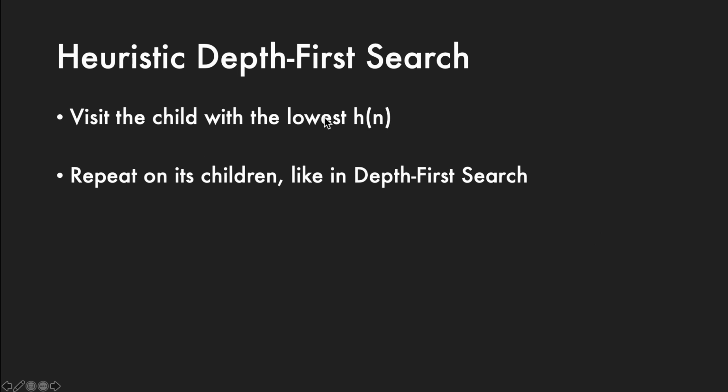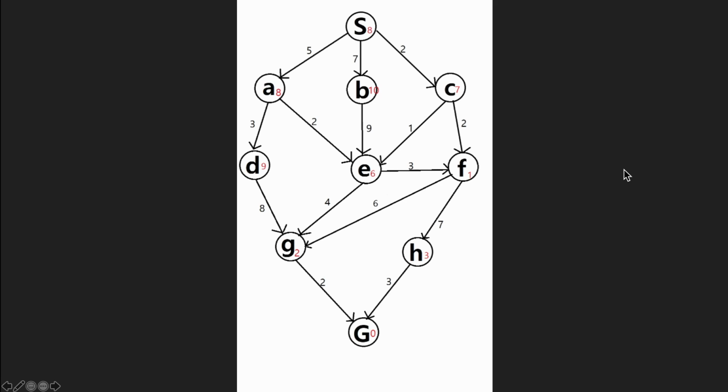Visit the child with the lowest h of n. Repeat on its children like in depth first search. So here we've got the graph that's going to be searched.